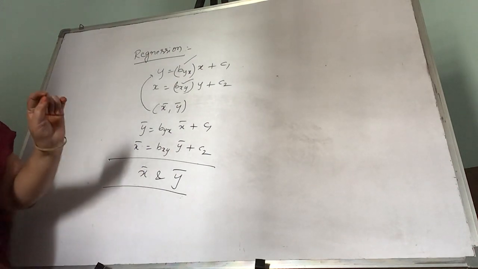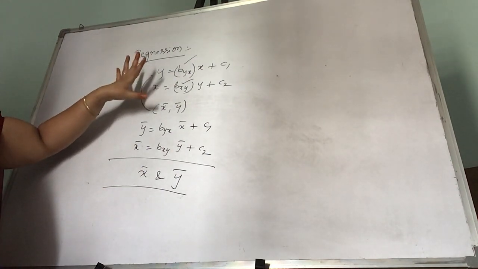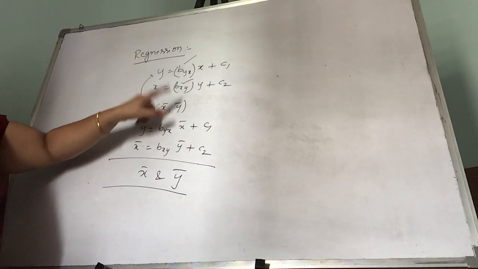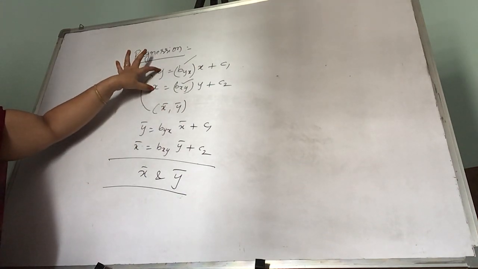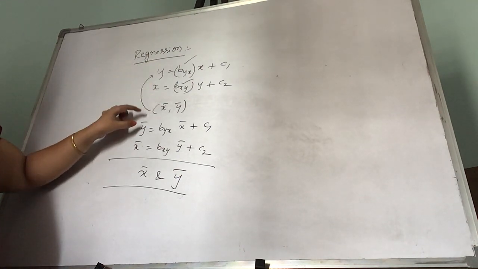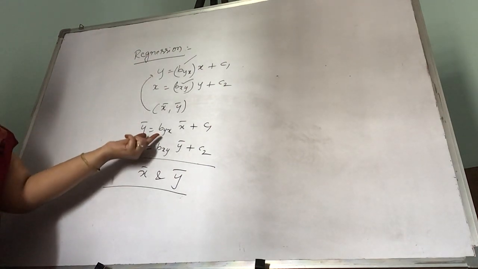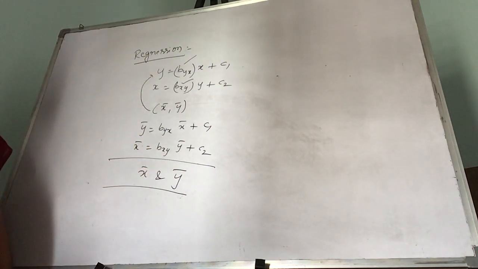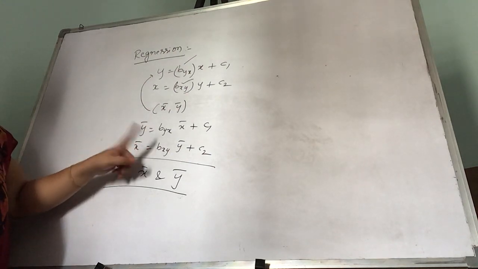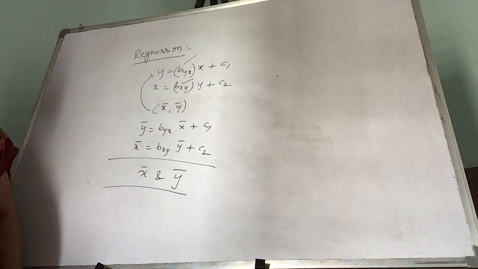Okay. For finding the mean values of x and y based on the regression lines, we just have to substitute the point x bar, y bar in the regression lines. That means this point satisfies these two regression lines, and after substituting x equal to x bar, y equal to y bar in the regression lines, we get two equations in terms of x bar and y bar. Now we solve these two equations, and we get the mean of x and the mean of y. We get the x bar and y bar values. Okay, this is about simple linear regression.